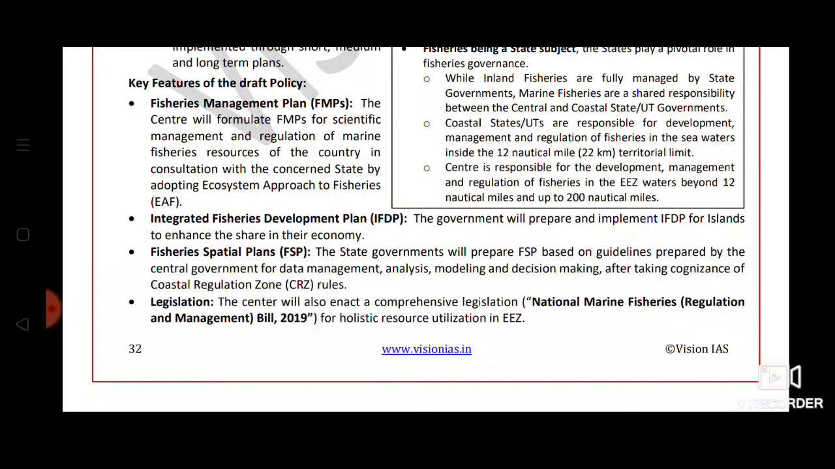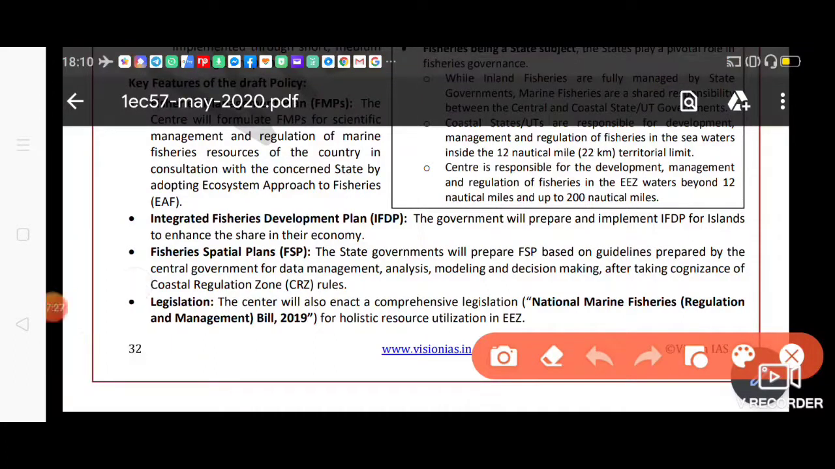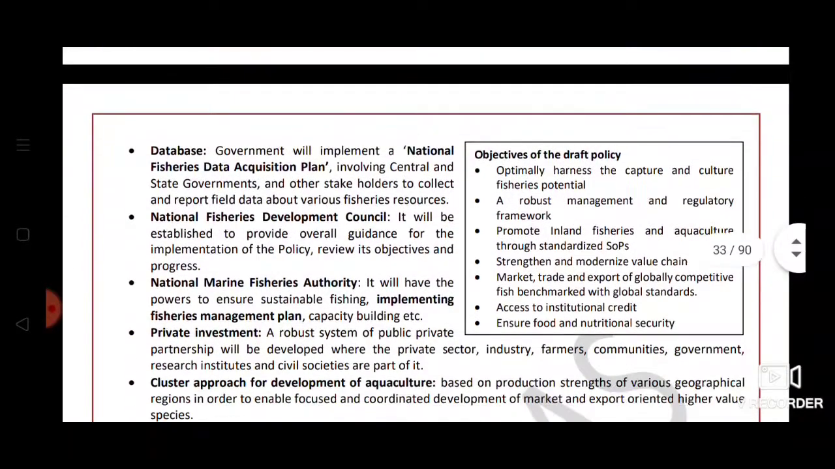Legislation: the center will also enact a comprehensive National Marine Fisheries Regulation and Management Bill 2019 for holistic resource utilization in the EEZ. So just remember, the first 4 points of the policy are more of a plan. You have the fisheries plan, the integrated fisheries development plan, and then the fisheries spatial plan. So just remember this. The first 3 points were the plan, the next point was the act.